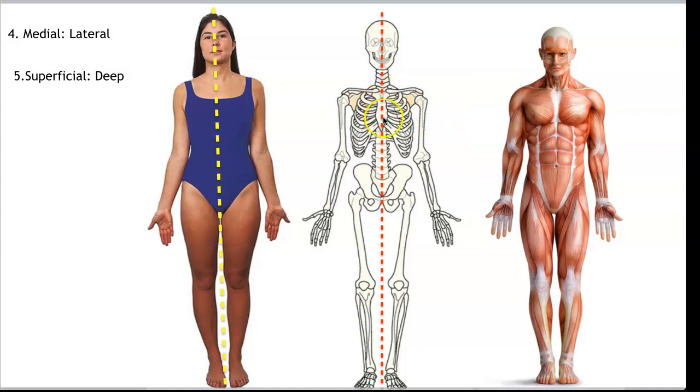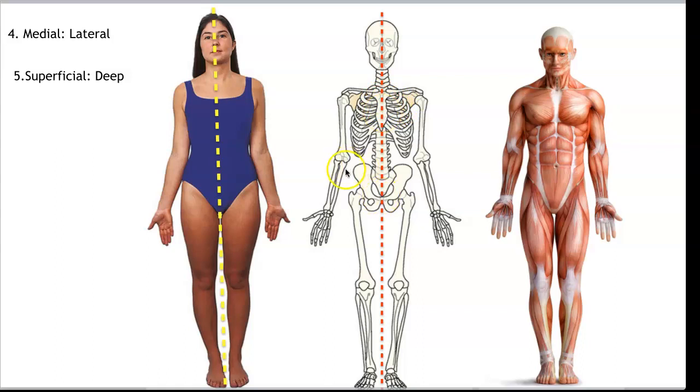Here's our sternum, the breastbone. The ribs are what relative to the sternum? The ribs are lateral to the sternum. The sternum is what relative to the ribs? The sternum is medial to the ribs.